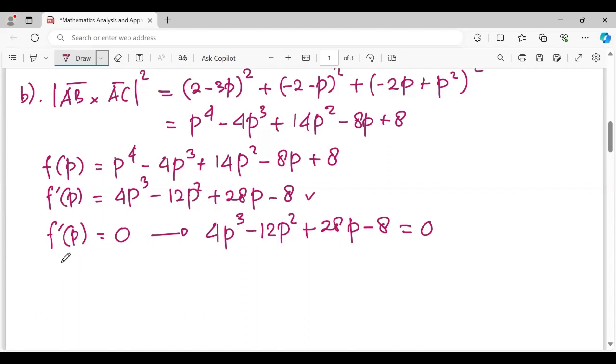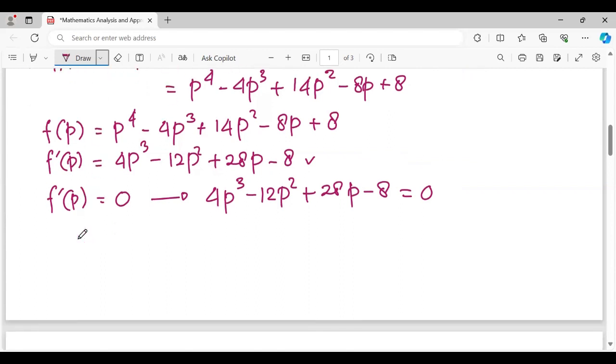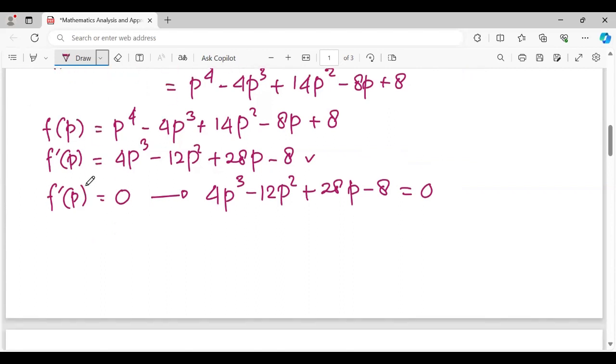Okay, same method as number 5, if I'm not mistaken, to find p, number 5. Same with number 5, it is the iteration method.